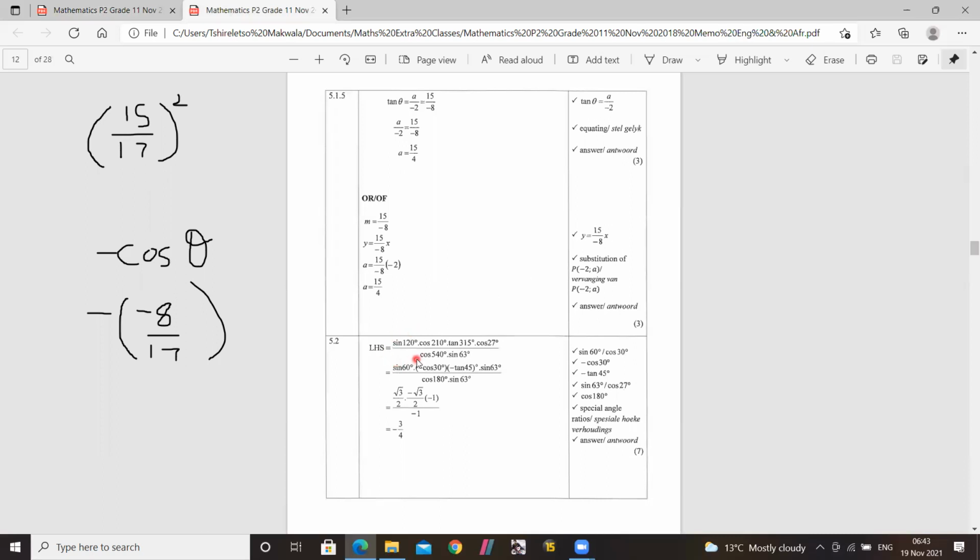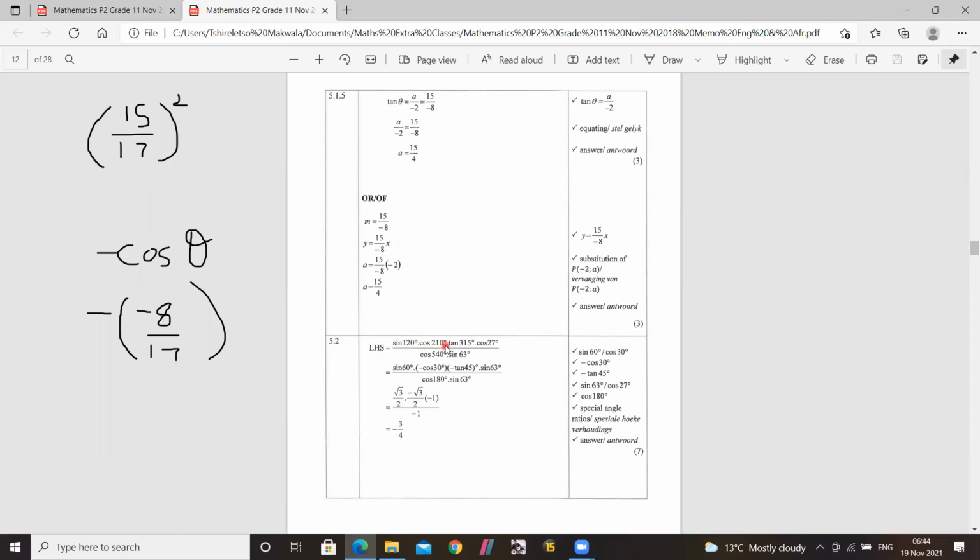Yeah, like here. So do you see here they went from sine 120 to sine 60? So it's basically saying sine 180 minus 60. Sine 120 is the same as saying sine 180 minus 60. And sine 180 minus 60 is in the second quadrant. In the second quadrant, the sign is positive, so that's why it remained positive.